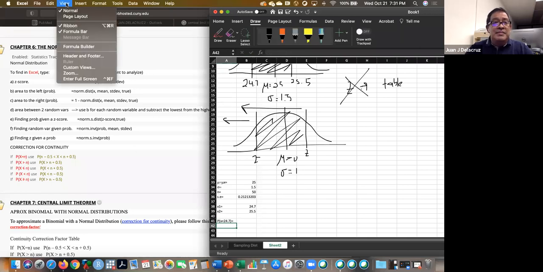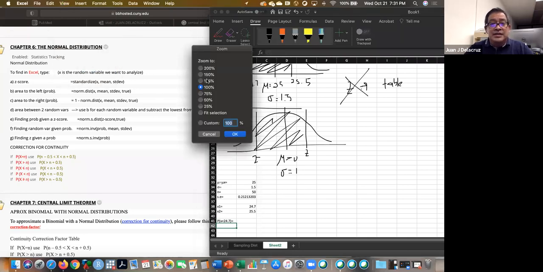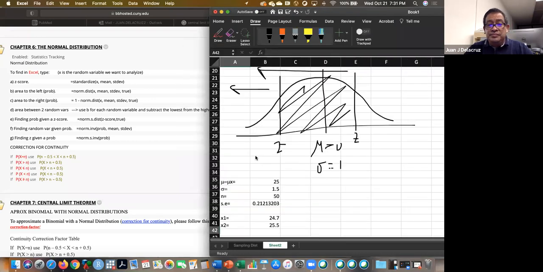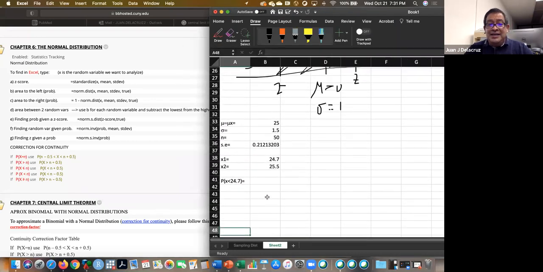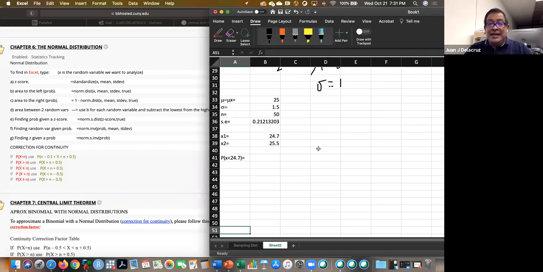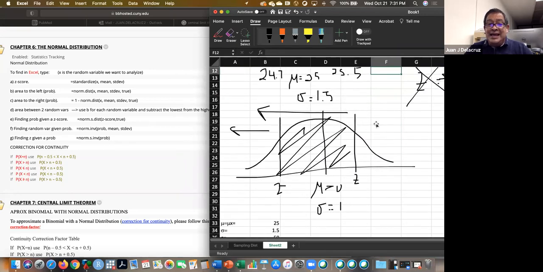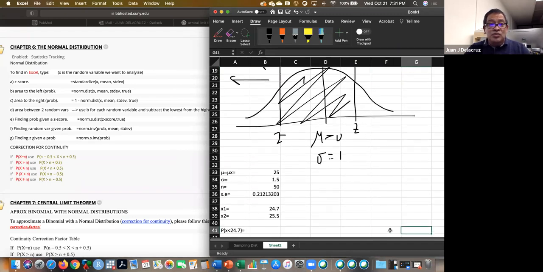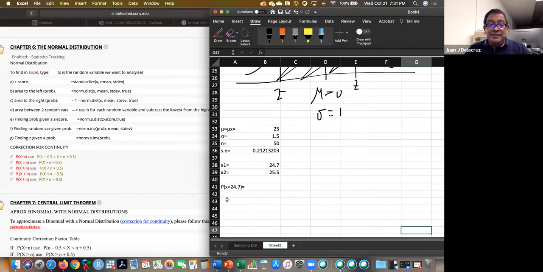So let me make it bigger. The probability that the value is going to be less than 24.7, which once again is the area to the left of this Z-score. And we're also going to look at the probability that X is going to be less than 25.5, right? Are you guys following?